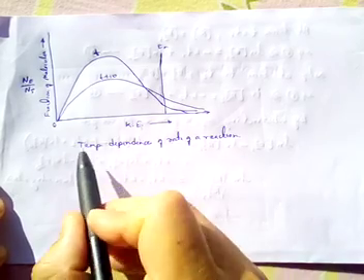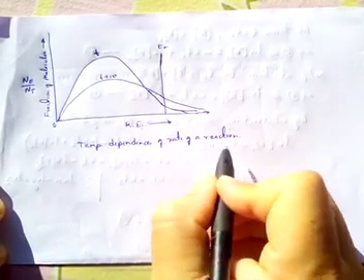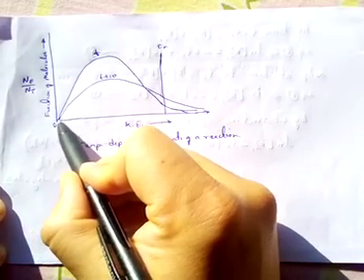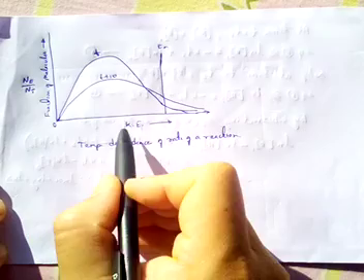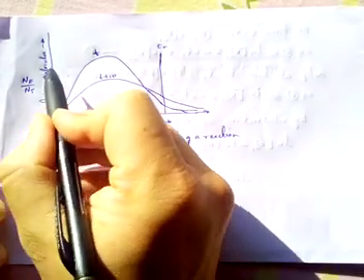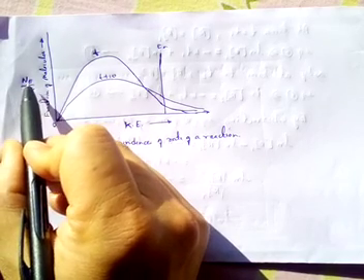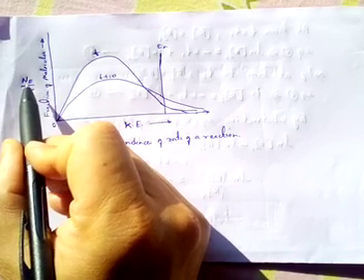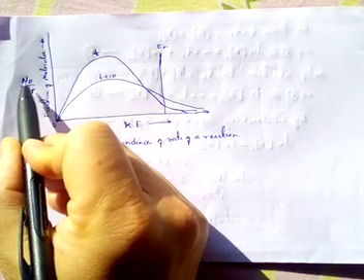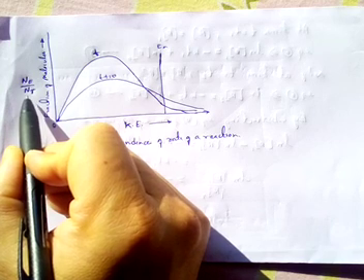Here is another graph. It shows the temperature dependence of the rate constant, the rate of a reaction. This axis is the kinetic energy, and this is the fraction of the molecules, that is Ne by Nt. Ne is the number of molecules possessing the energy E, and Nt is the total number of molecules.